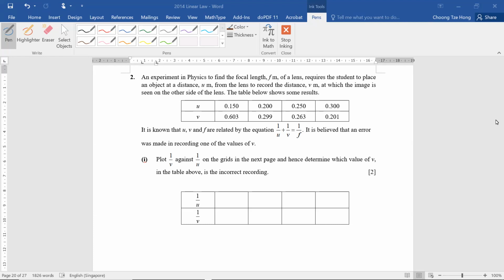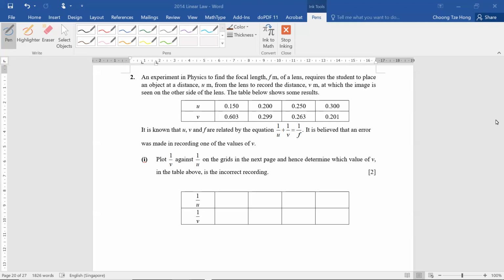An experiment in physics to find the focal length f meters of a lens requires the student to place an object at a distance u meters from the lens to record the distance v meters at which the image is seen on the other side of the lens. The table below shows some results, so they give you the values of u and v. u is the object distance from the lens, v is the image distance from the lens, and f is the focal length of the lens.